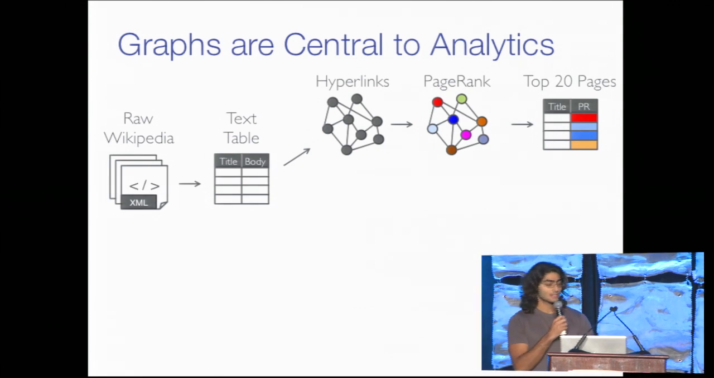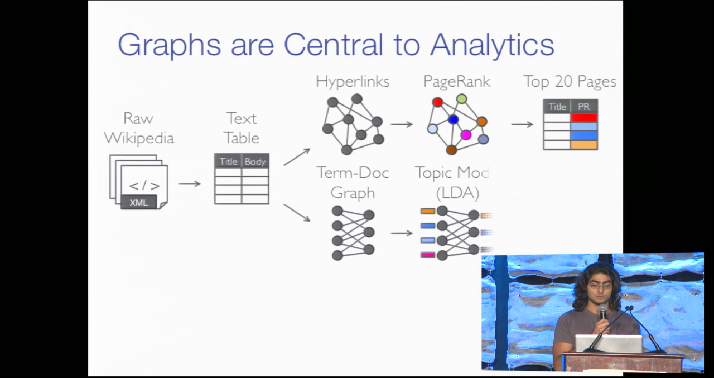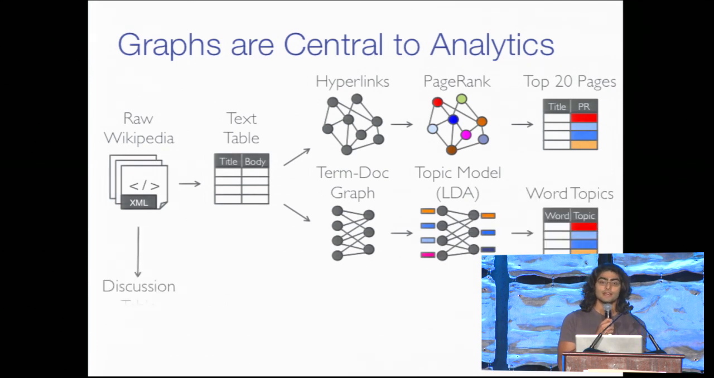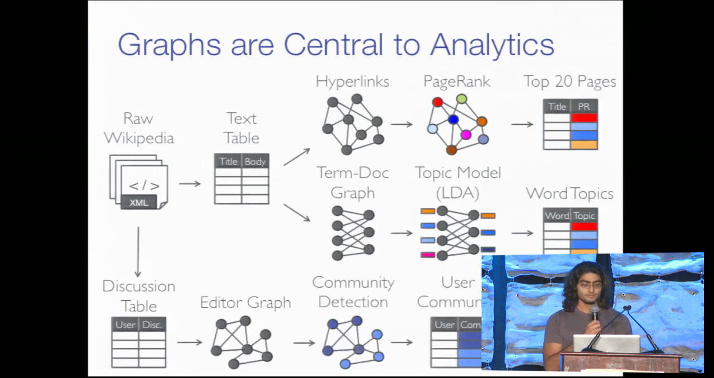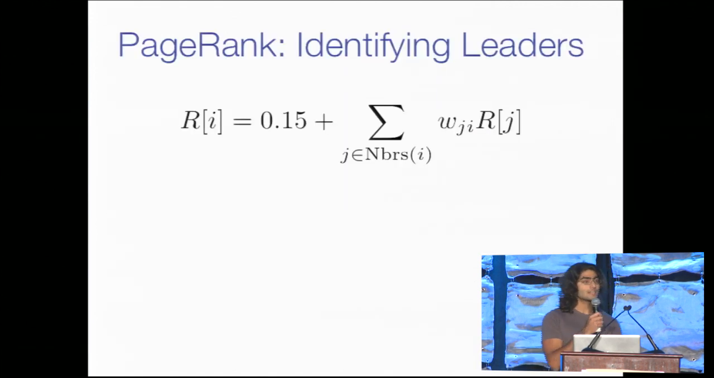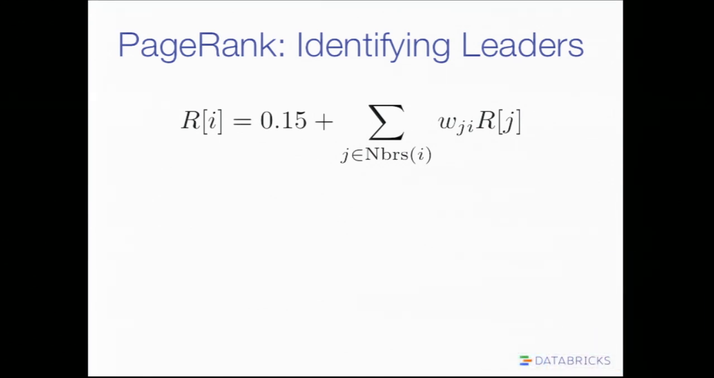Or you might extract a term document graph and infer the topics associated with each word. Or you could extract a user edit graph and find maybe the communities of Wikipedia editors. So let's look at one of the graph algorithms, maybe PageRank. PageRank identifies well-connected vertices by iteratively updating each vertex's rank using a weighted sum of its neighbors' ranks until convergence.